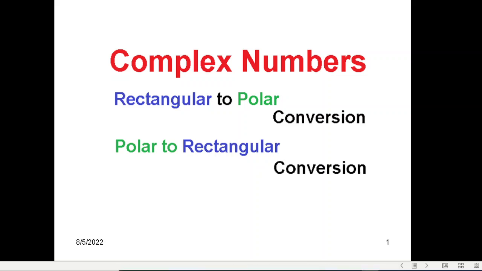Bismillahirrahmanirrahim. In this short video, I'll explain what is a complex number, and we'll try to solve rectangular to polar conversion and polar to rectangular conversion with the help of a Casio calculator.